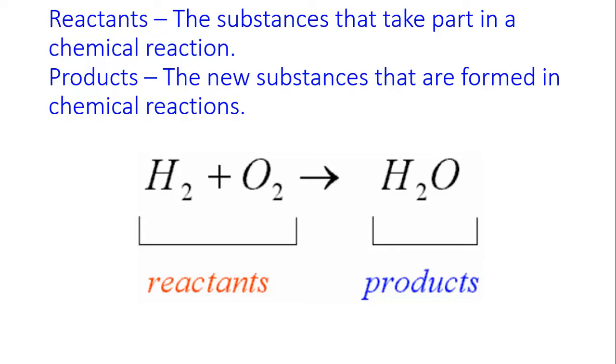Alright, reactants. This is our last slide. The substances that take part in a chemical reaction. Now the reactants are on the left side of the arrow, and this is a chemical reaction here where hydrogen as a gas combines with oxygen as a gas, making water, and it changes from a gas to a liquid. What's made is called the product. So products are the new substances that are formed in chemical reactions.